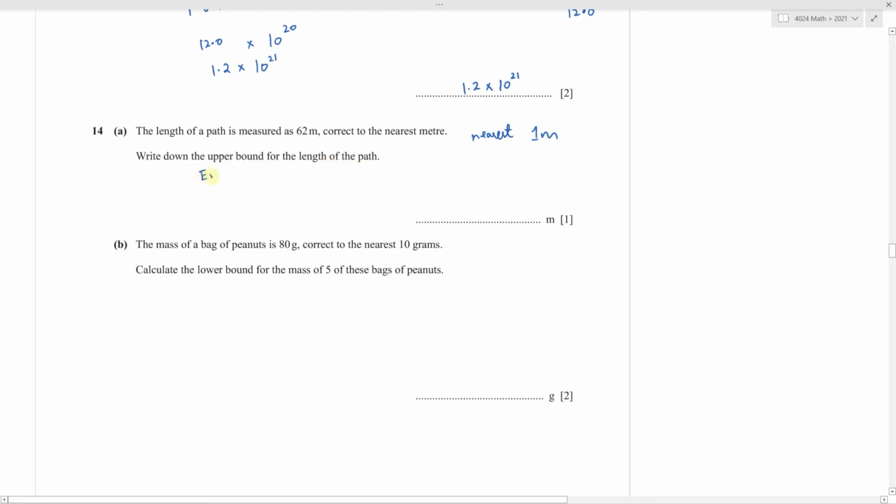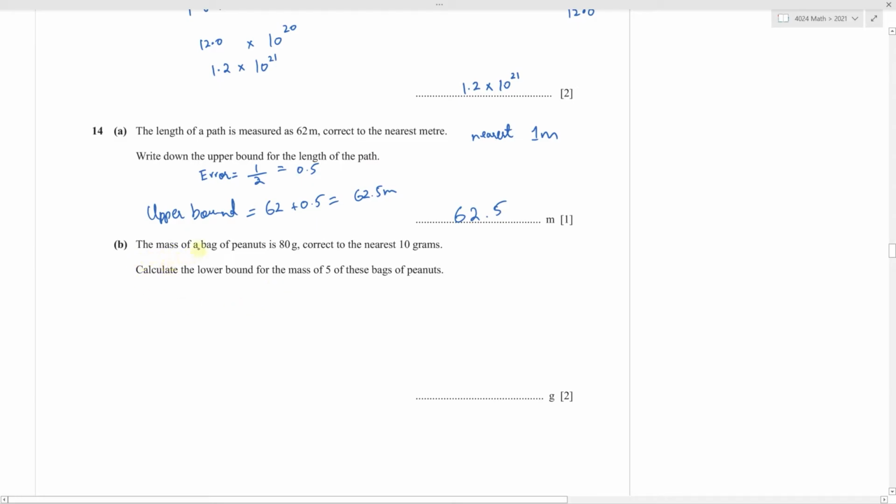So first we need to calculate the error value. Since this is to the nearest 1 meter, my error value will be 1 divided by 2, which is 0.5. Now to find the upper bound, I will simply add the error value to the measured value. So 62 is the measured value, plus 0.5 will give you 62.5 meters. This is the upper bound for the length of the path.